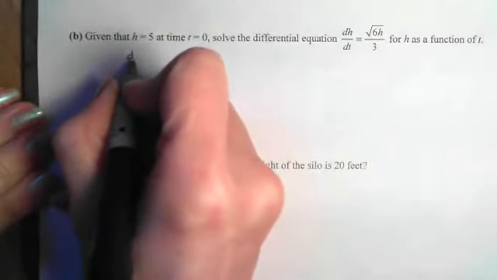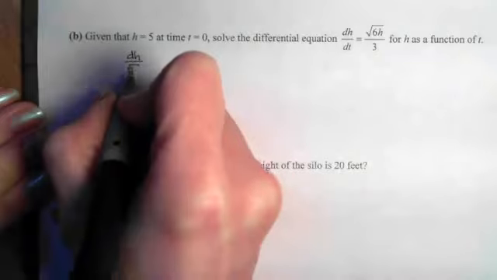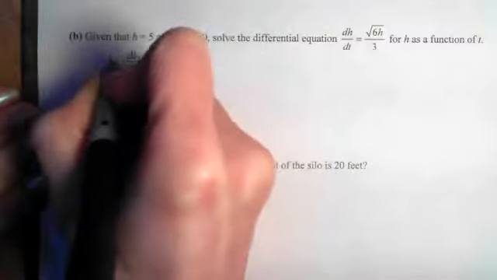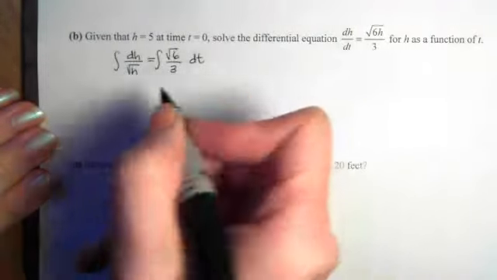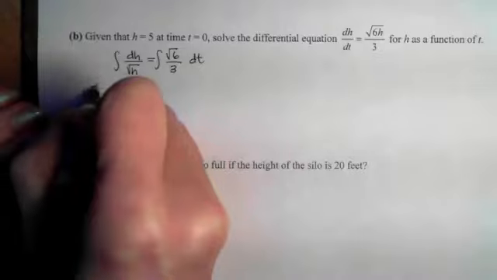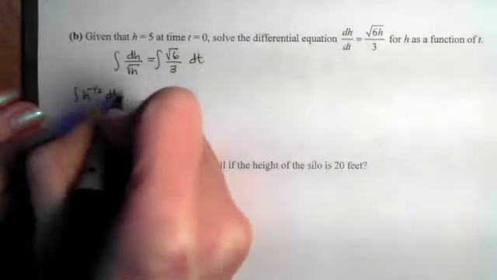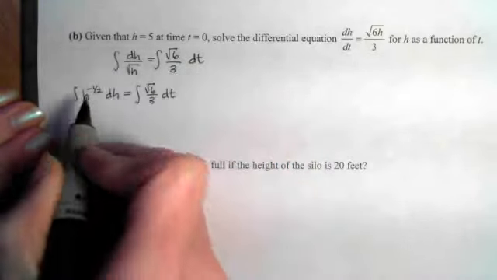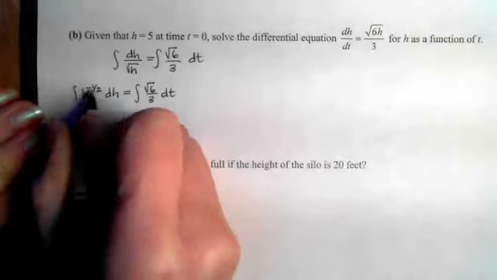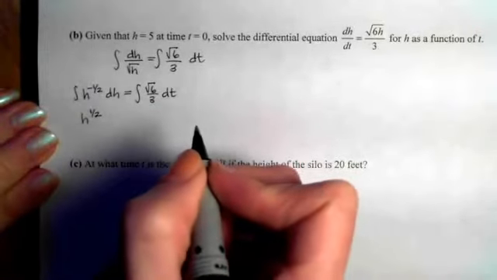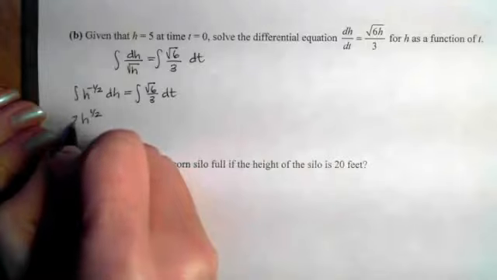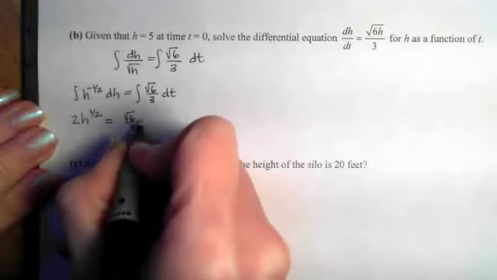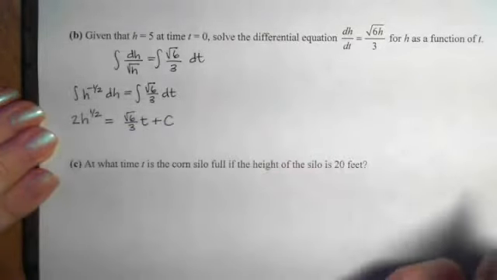So I'm going to do it this time by just moving the root h, and I'm going to leave the root 6 over there. So now when I integrate both sides, I need to treat that as an h to the negative 1/2. And this is just going to be a constant. So the antiderivative of this says I need to add 1 to that power and then divide by the new power. So dividing by 1/2 is the same as multiplying by 2. And over here I'll just have root 6 over 3 times t plus a constant.